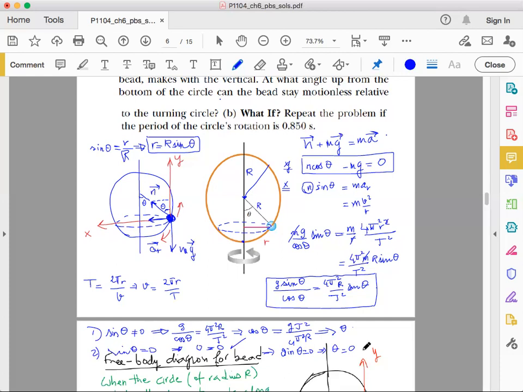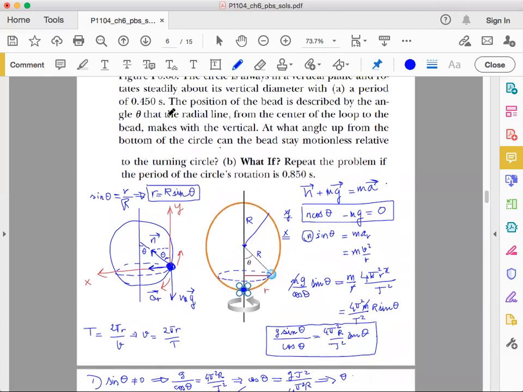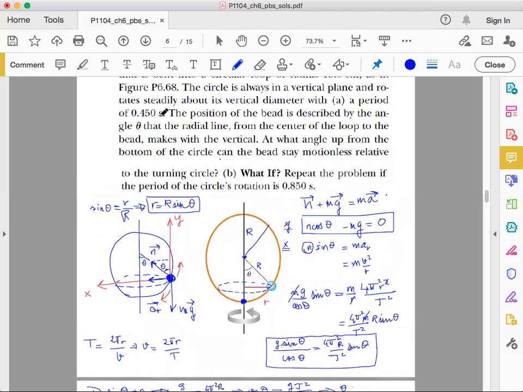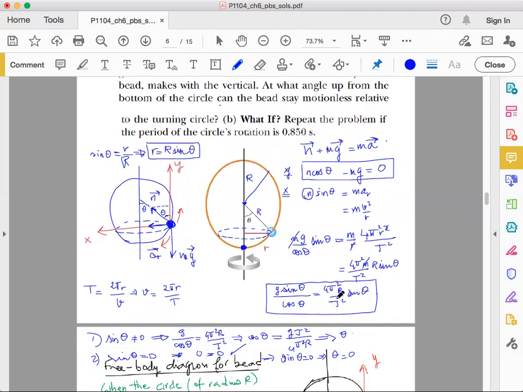So what does it mean? This means that if the bead is on the bottom of the circular wire, and the circular wire rotates with this period, then the bead remains motionless relative to the turning circle. And the other solution is the angle theta, which corresponds to this value in here. So for this case where T is equal to 0.45 seconds, you have two possible solutions, which are these two solutions, okay?